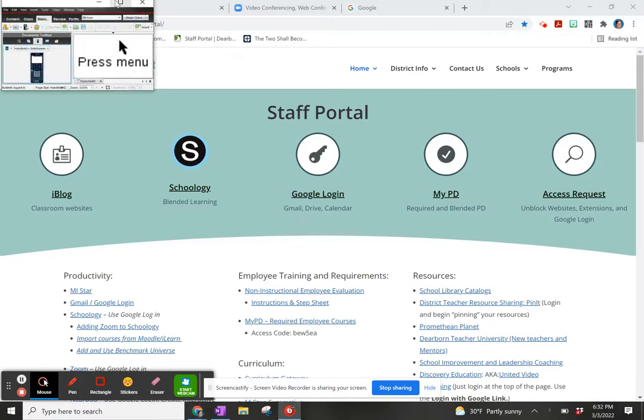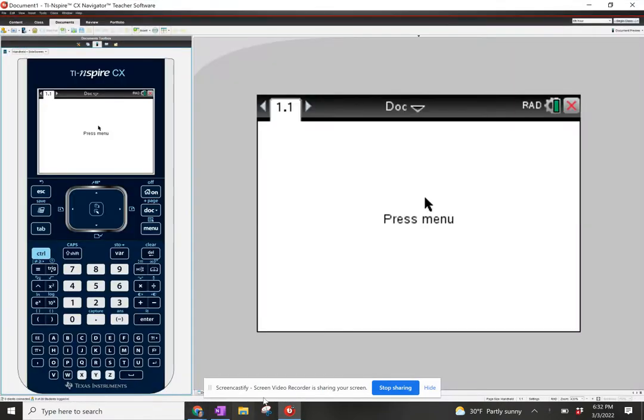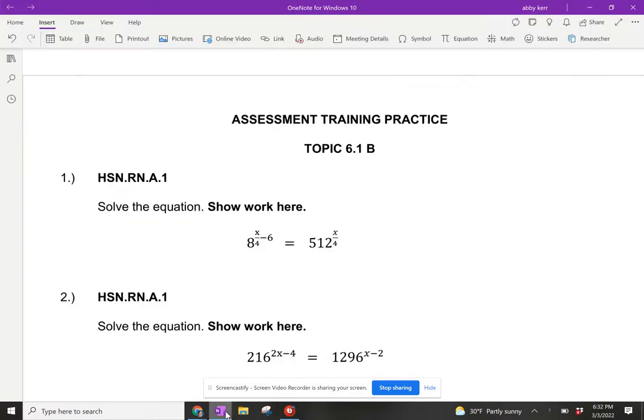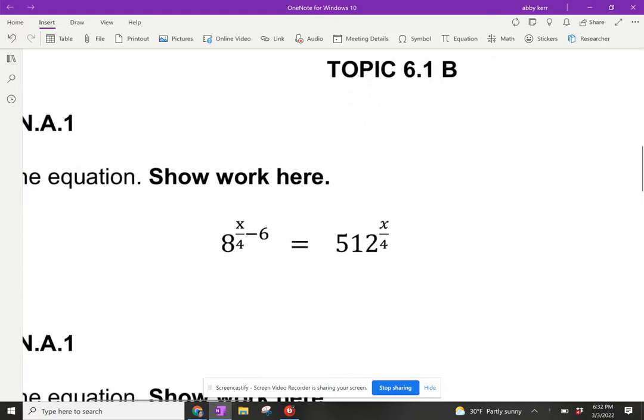In today's video, we are going to go over 6.1 training assessment B. This is all about solving equations with rational exponents, where the variable is in the exponent.